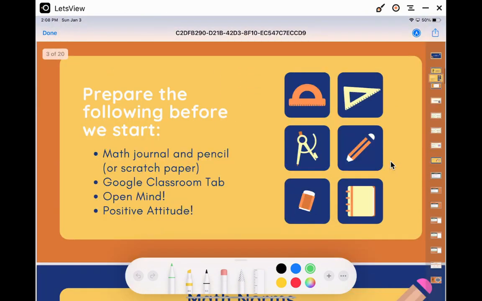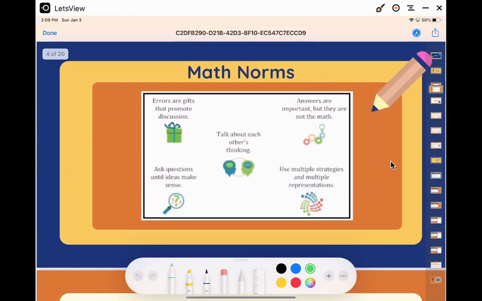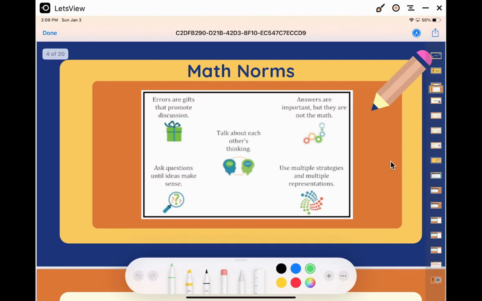As always, before we get started, make sure that you have your math journal and a pencil. Make sure you have that Google Classroom tab open. Make sure that you have an open mind and a positive attitude. Our math norms are the same as always. Errors are gifts that promote discussion. Ask questions until the ideas make sense. Talk about each other's thinking.